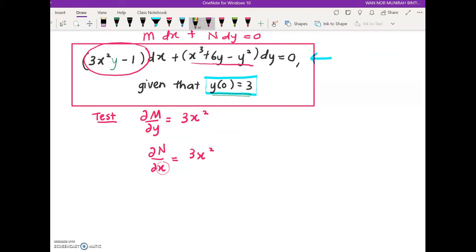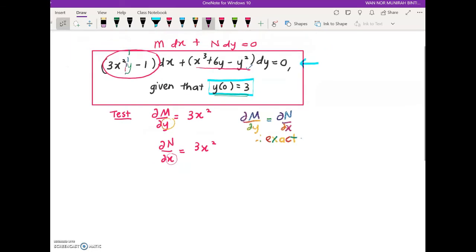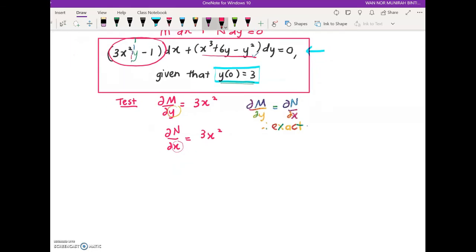The same thing for this one. When we differentiate partially with respect to y, other than variable y, we must treat it as a constant. Differentiate constant will give us 0. So we can apply a product rule here. This one is just direct differentiation. So now since we know that del M del y equals del N del x, therefore this equation is exact.